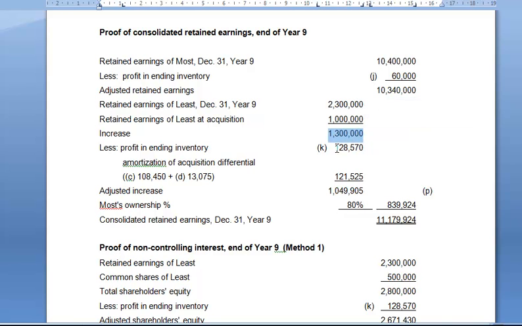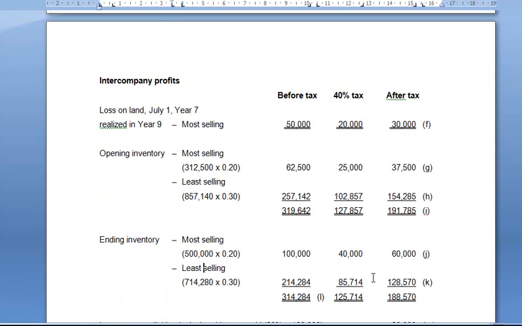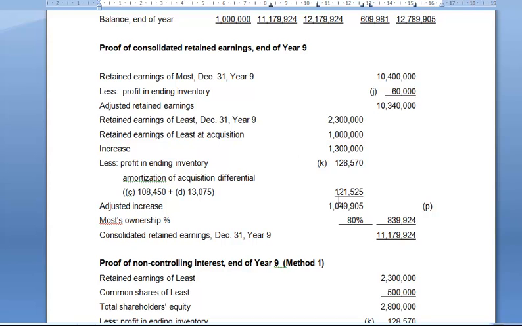But in there is profit in ending inventory. And again, we saw that. If we go to ending inventory Least selling, it's right here, right? So now, if we go back down here, we also have to remember to deduct the cumulative acquisition differential amortizations, which is from years 3 to 8. And this is year 9 independently, so the total to the end of year 9 is this. So we get our adjusted increase of 1,049,905. But again, we only want to take our share of it because we're doing consolidated retained earnings for the parent company shareholders.